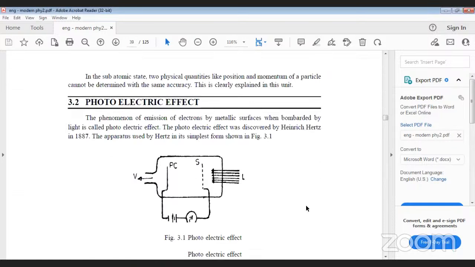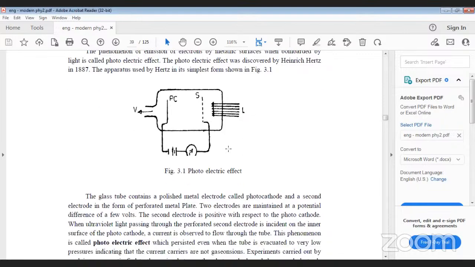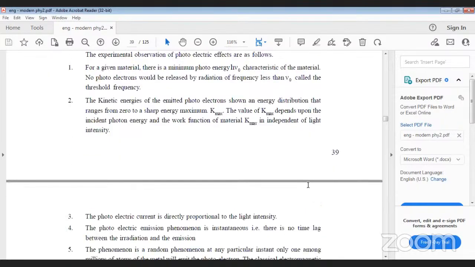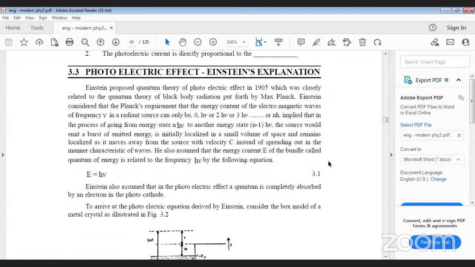In the textbook you may refer that this is the photoelectric effect. The diagram is given here, and in the PPT it looks different, but both are the same, you need not worry. We already explained this photoelectric effect, later on Einstein's explanation.